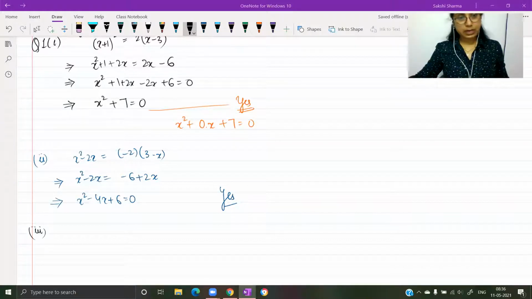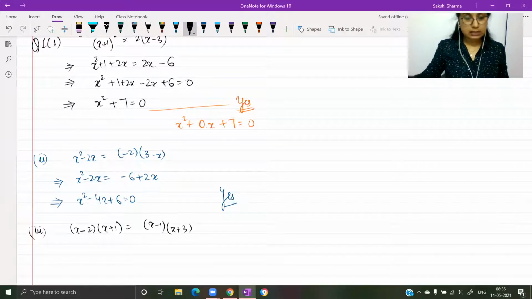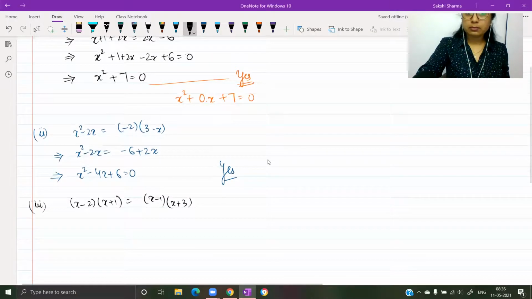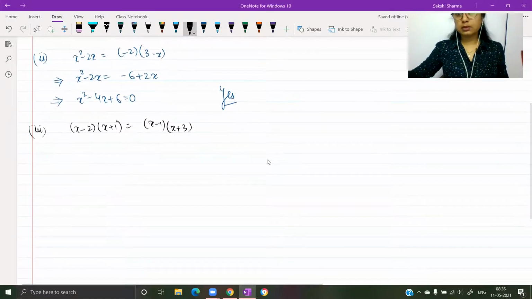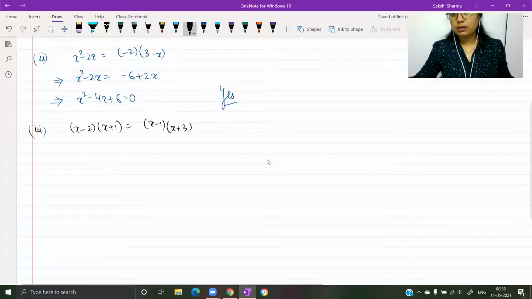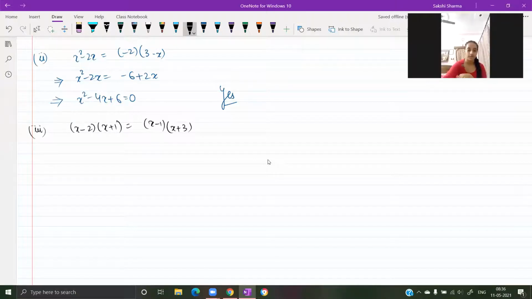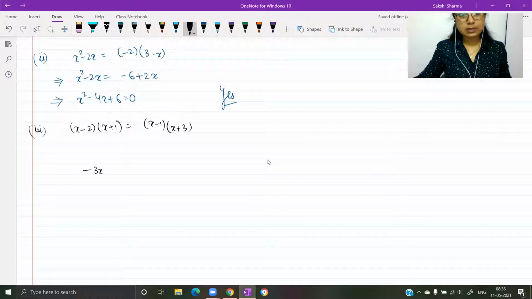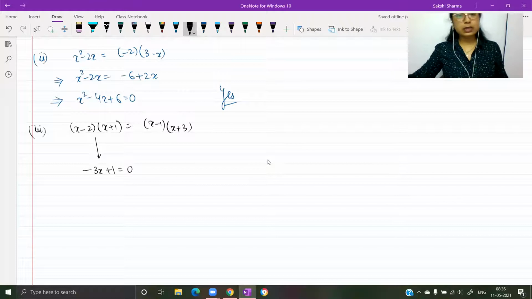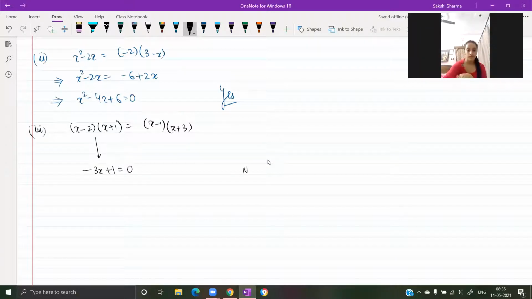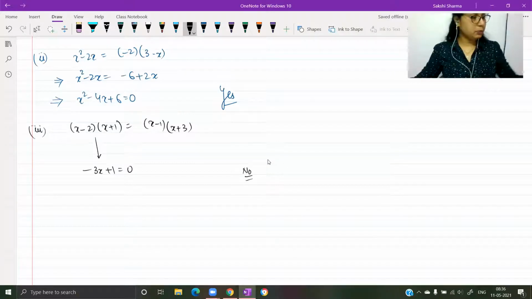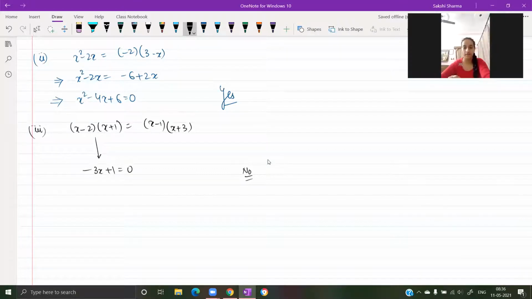Third part, we have x minus 2 into x plus 1 equals to x minus 1 into x plus 3. Simplify. This on simplification gives you minus 3x plus 1 equals to 0. Is this a quadratic equation? No, ma'am. Can you tell me what type of equation this is? Linear equation.